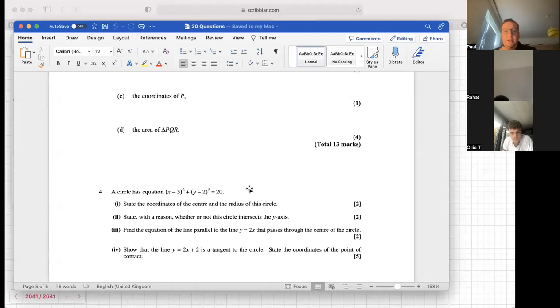Find the equation of the line parallel to the line y equals 2x that passes through the center of the circle. So this is really just another straight line equation question. What will be the gradient of this line that's parallel to the line y equals 2x? Should be identical. Yeah, it's 2, isn't it? And if you know the center of the circle, that means you know a point it goes through, don't you? So y equals 2x minus 8.